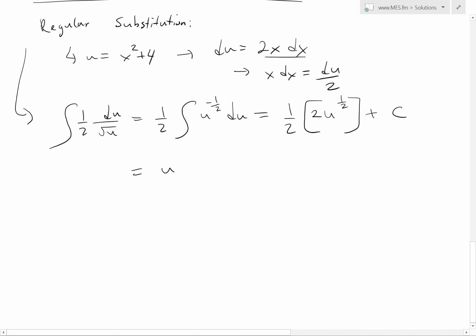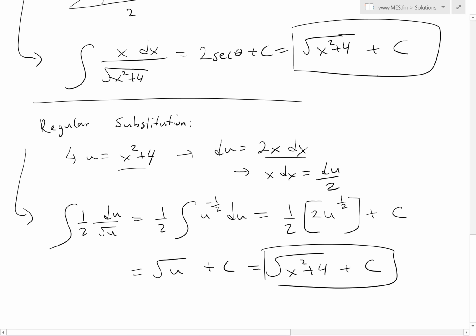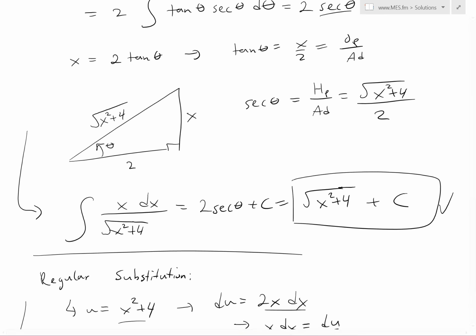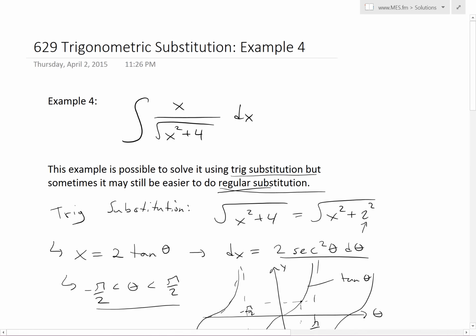So now this equals u to the power of 1 over 2, the 2's cancel, or just the square root of u plus c. Plug this back in, so the square root of x squared plus 4 plus the constant c, and there is our exact same answer as this one, and we did it much simpler, very quickly, without a lot of this trig substitution, which is inherently complicated.